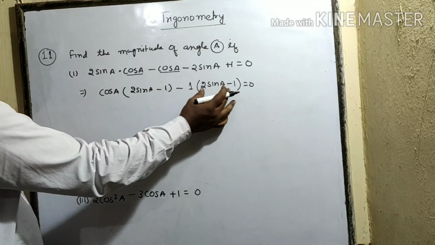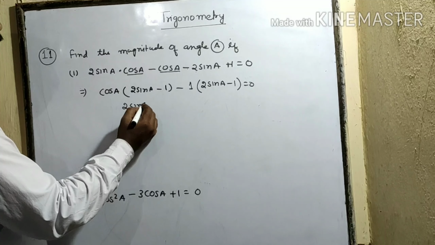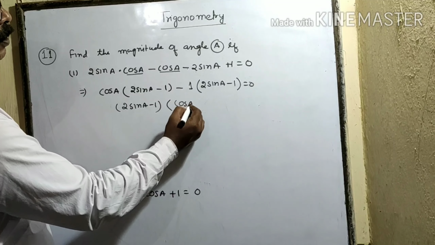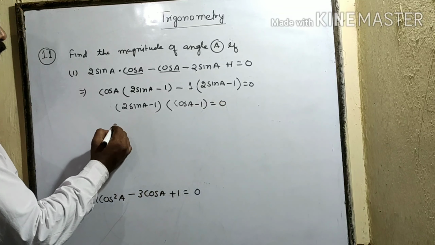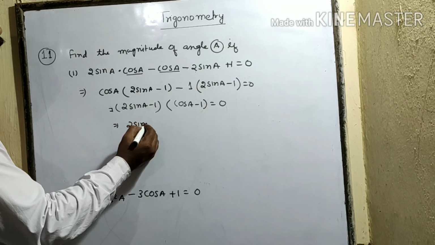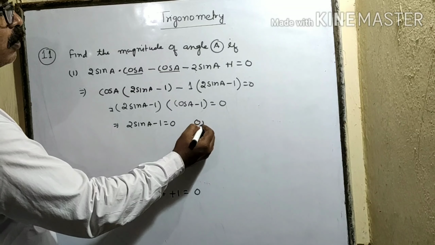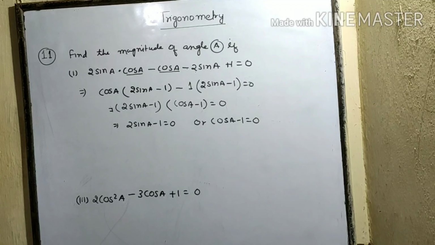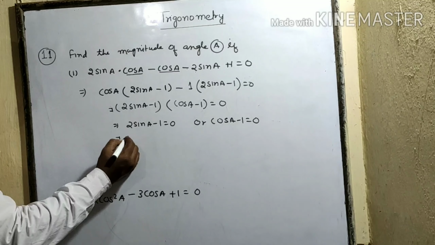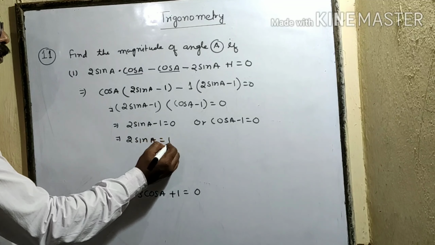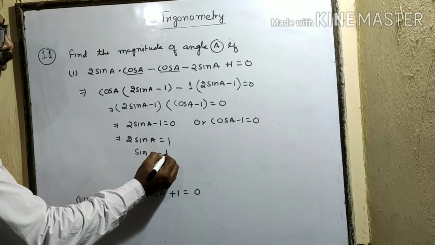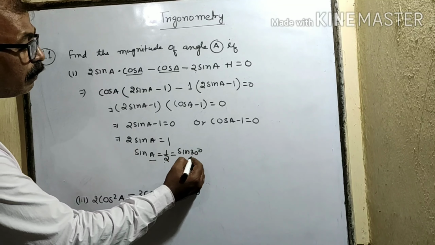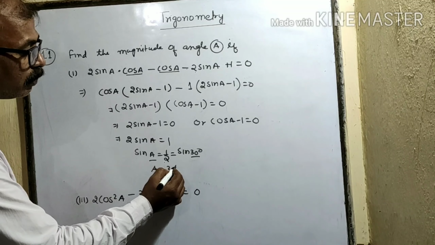So two factors: one of the factors is 2 sin A minus 1 and the second factor is cos A minus 1. That is equal to 0. It will give you 2 sin A minus 1 is equal to 0 or cos A minus 1 is equal to 0. It is just like middle term splitting when we were learning algebra. So this will give you 2 sin A is equal to 1, which will give you sin A is equal to 1 by 2, and sin 1 by 2 means sin 30 degree. So A will be equal to 30, your answer will be A is equal to 30.